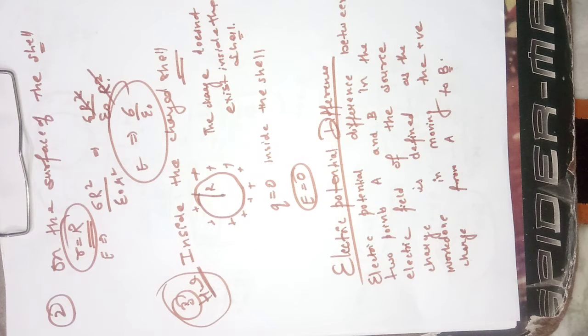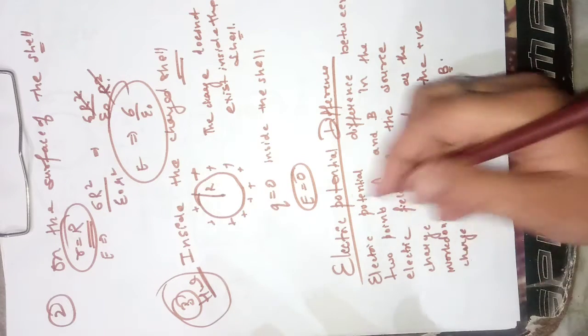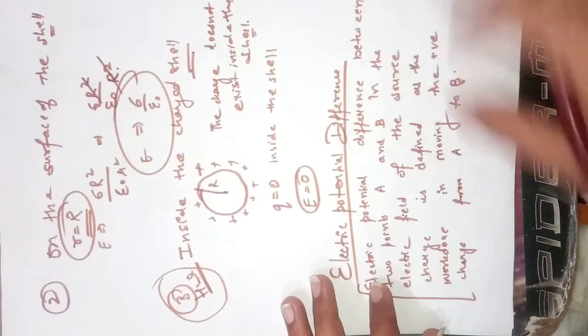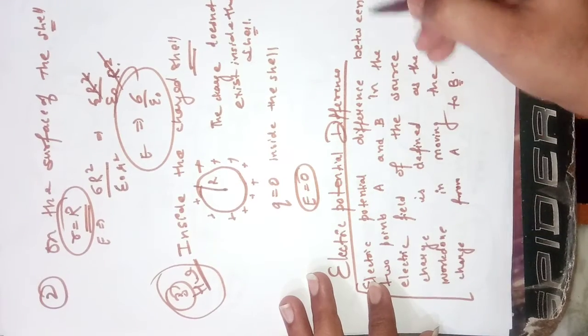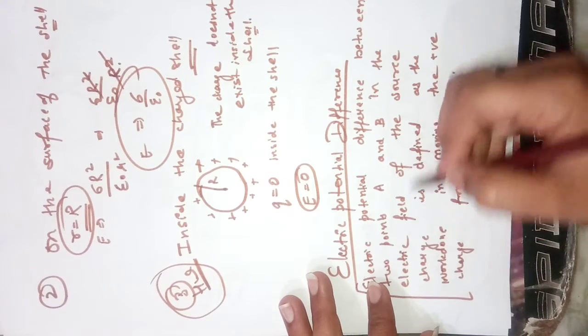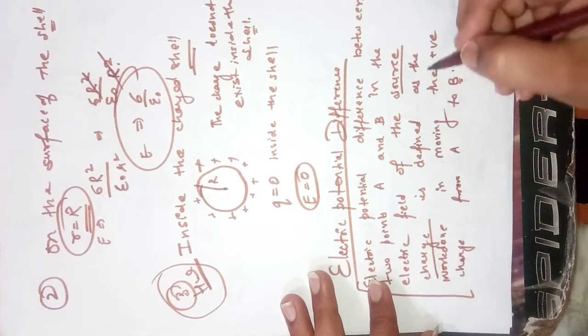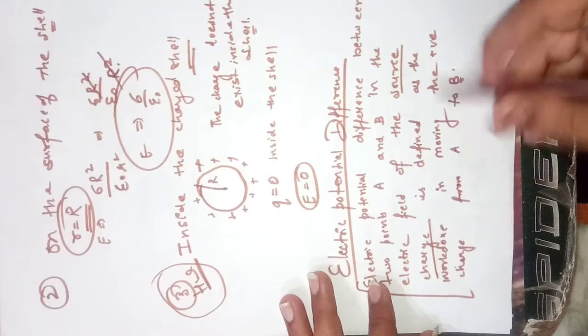We are also going to calculate the value of electric potential. First, write it over here. First, you need to know the meaning of these important lines, and I am going to explain this by a diagram. I have written that the electric potential difference between two points A and B in the electric field of the source charge is defined as the work done in moving the charge from A to B.